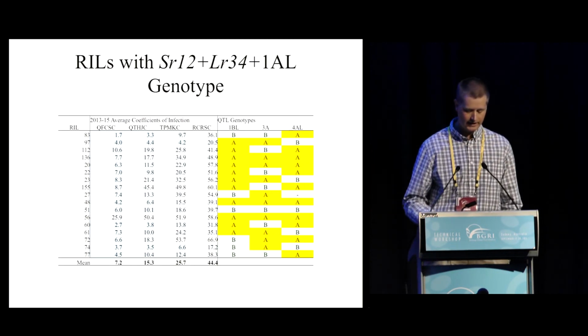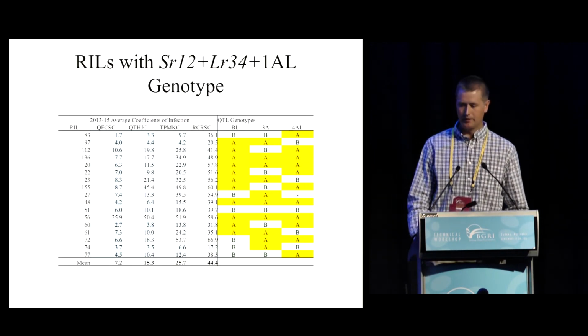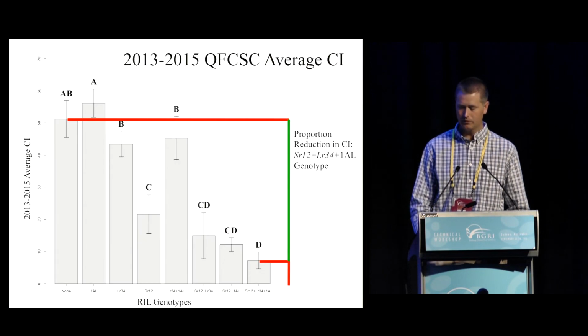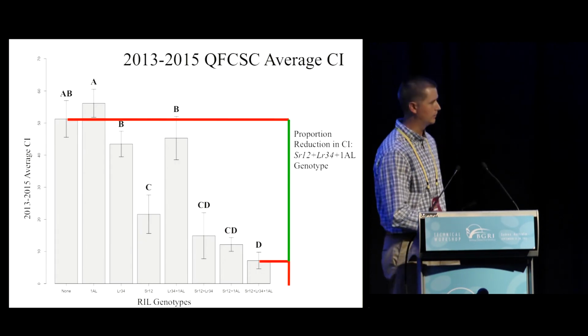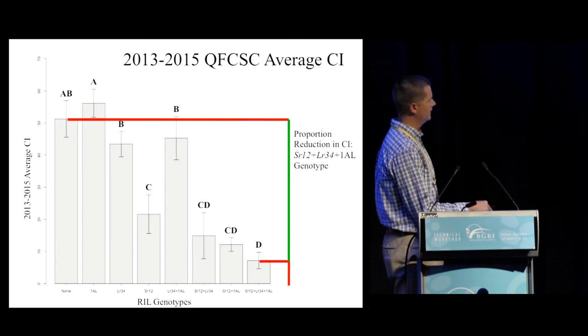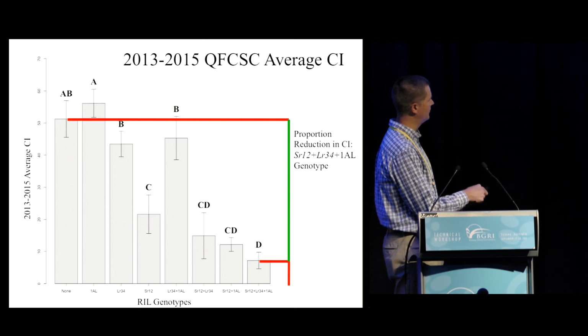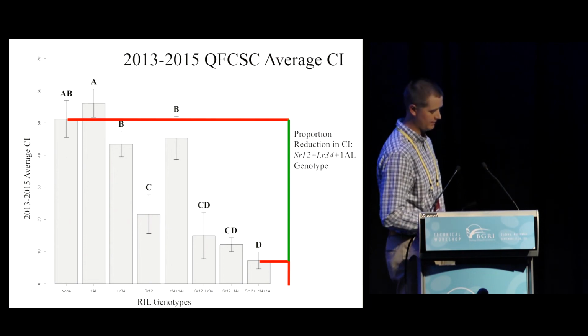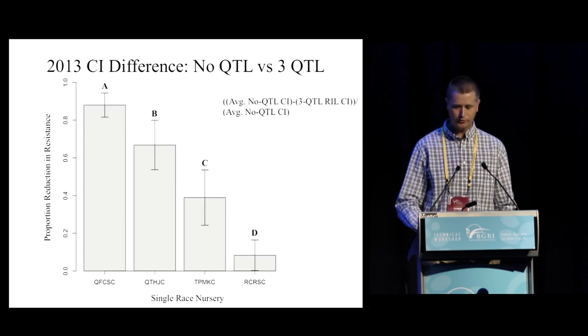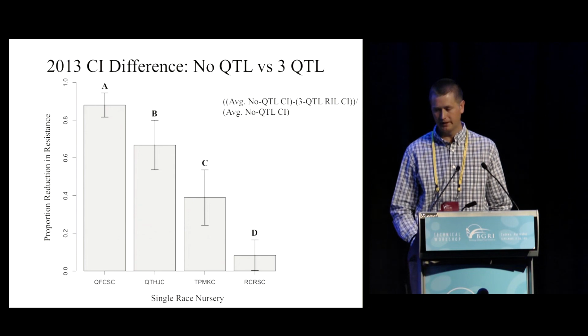And so again, to try and resolve the significance, what we did is to quantify the reduction of coefficient of infection conferred by that gene pyramid. And so, for example, for race QFCSC, we want to see what is the proportion of reduction in coefficient of infection. And so those results for 2013 are displayed here.